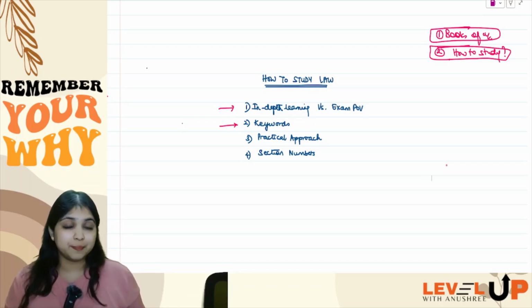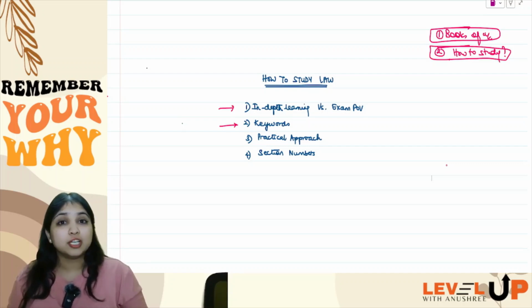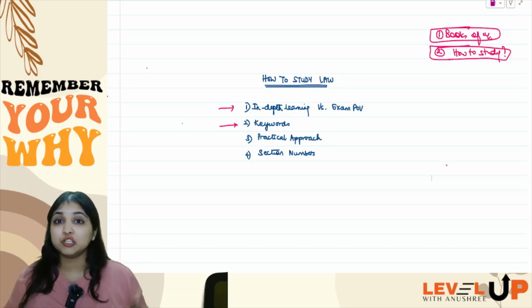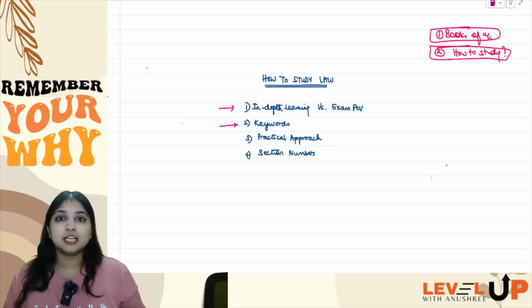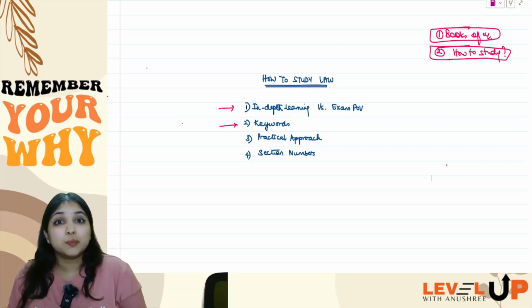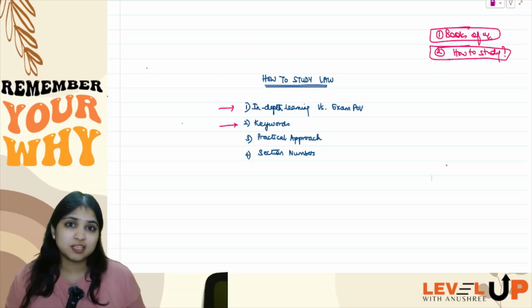I'll give you another example. You must have learned in your share capital chapter that equity shares should not be issued at a discount. Equity shares, preference shares cannot be issued at a discount, but they can be issued at a discount if they are sweat equity shares or under a debt restructuring scheme.